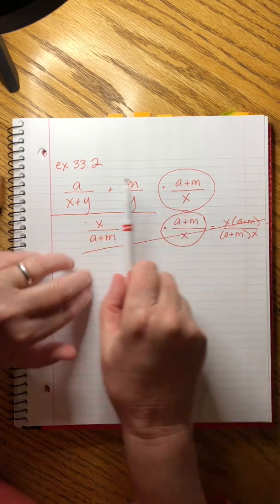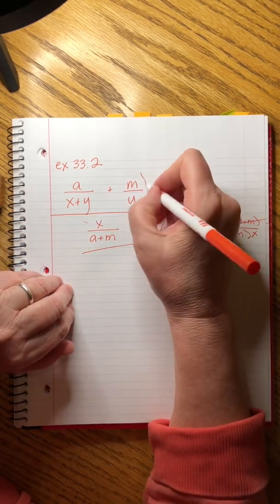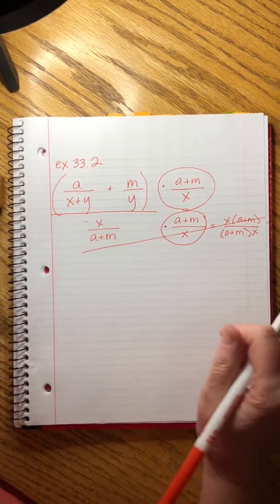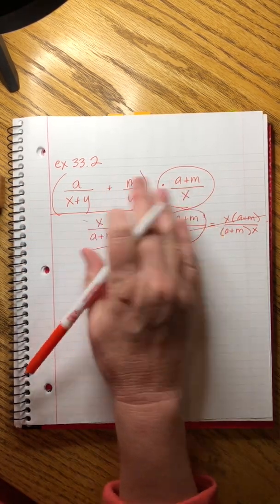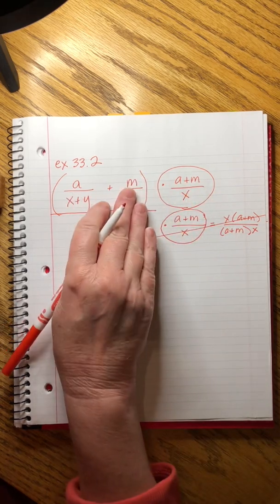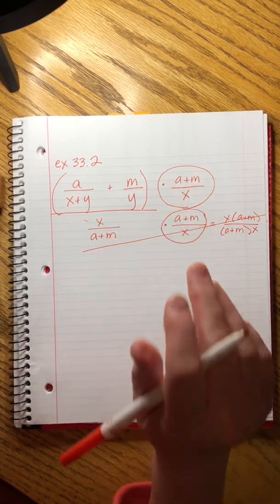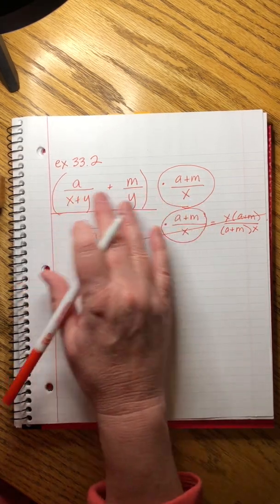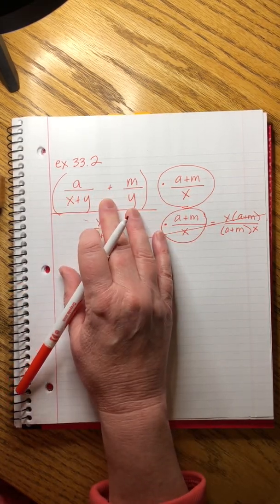We need to multiply this by this, but again, this is a binomial. So we want to squish that before we multiply by that. Let's make this smaller before we make that bigger. So, before we make it bigger by multiplying, we have to combine these. They need a matching denominator.